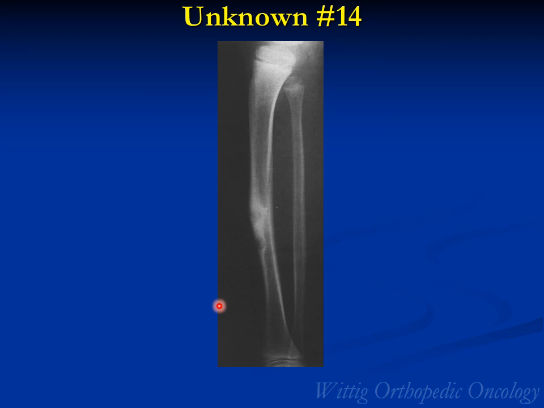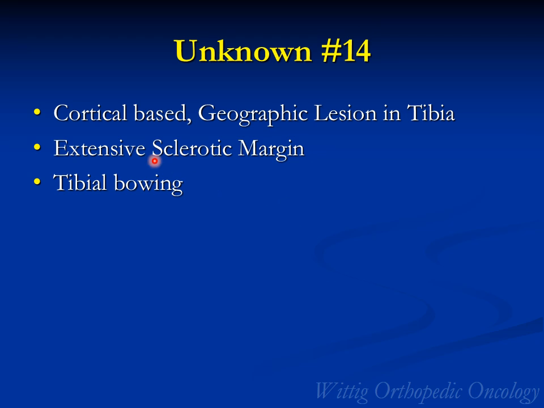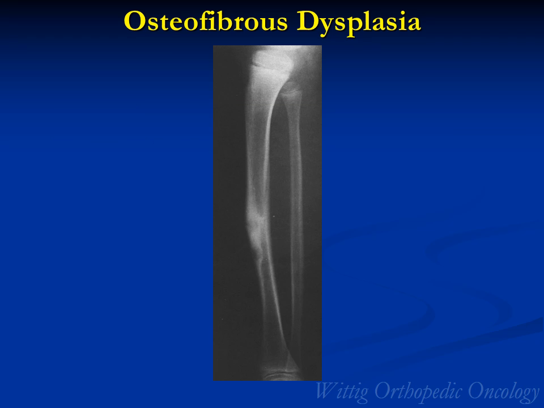Unknown number 14. Occurring in the tibia in a skeletally immature individual. It's located in the cortex. It's a cortically based lesion, geographic, and located in the tibia. There's an extensive sclerotic margin, and there's tibial bowing. Osteofibrous dysplasia, which may be a precursor to adamantinoma at an older age group.